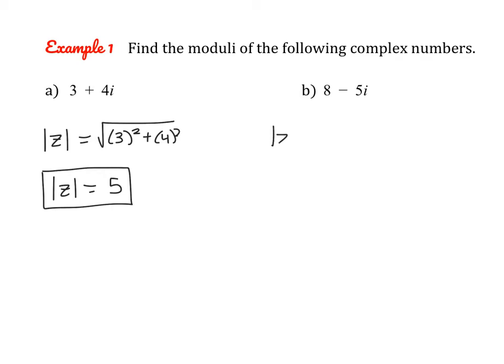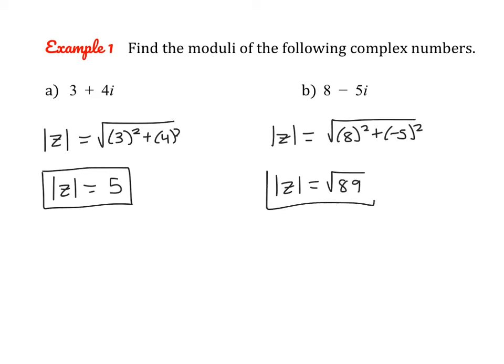All right, let's do one more. So again, the modulus is going to be the positive square root of 8 squared plus -5 squared. So this just becomes the square root of 89. And that's really all there is to finding the modulus. So the reason why we need to know how to find the modulus is it's going to come up on the next slide when we learn how to write a complex number in polar form.